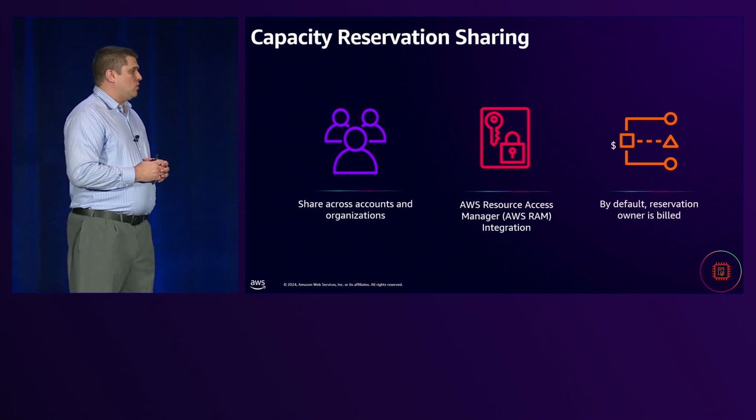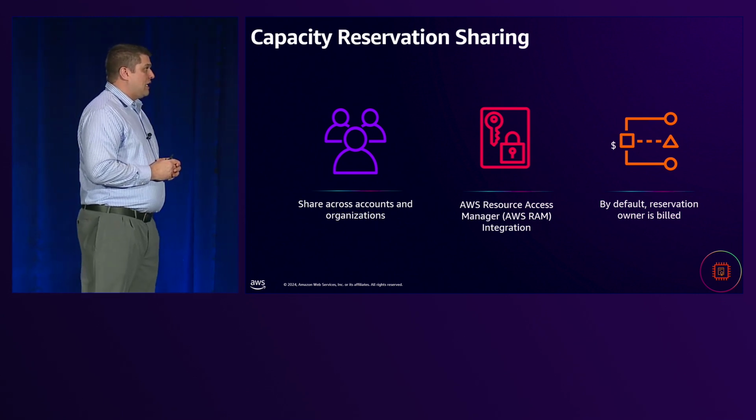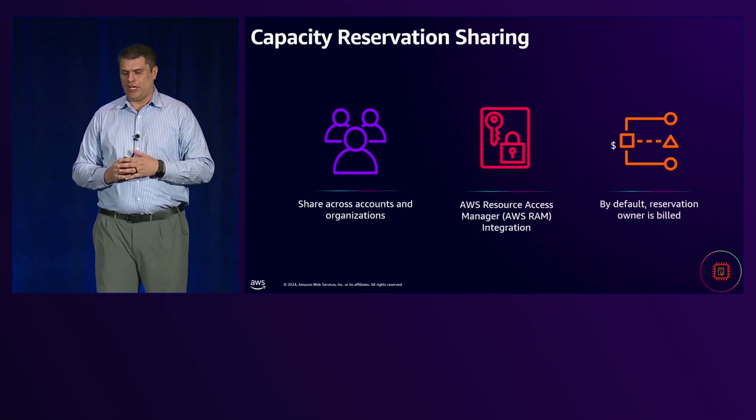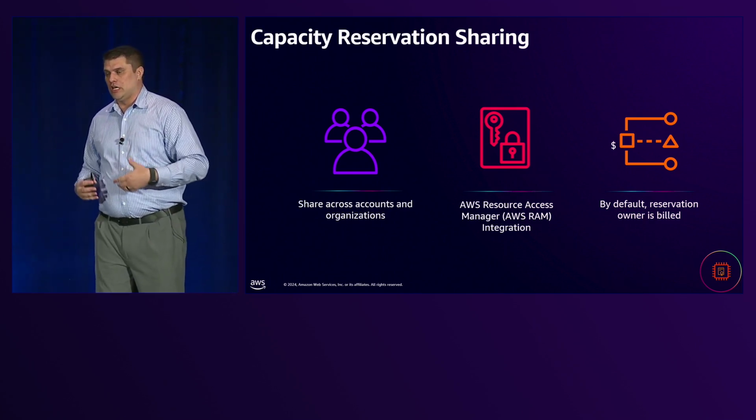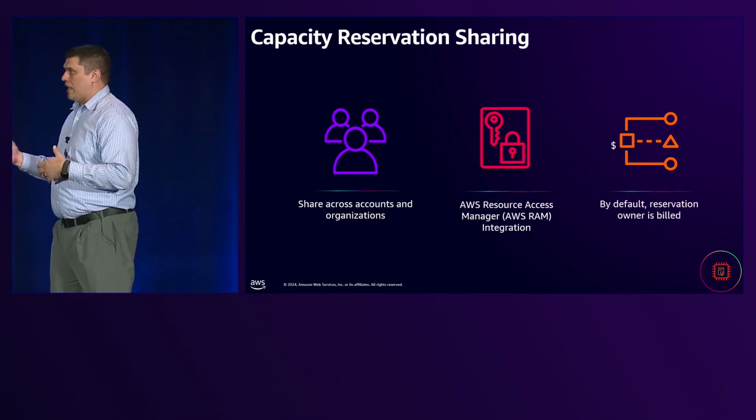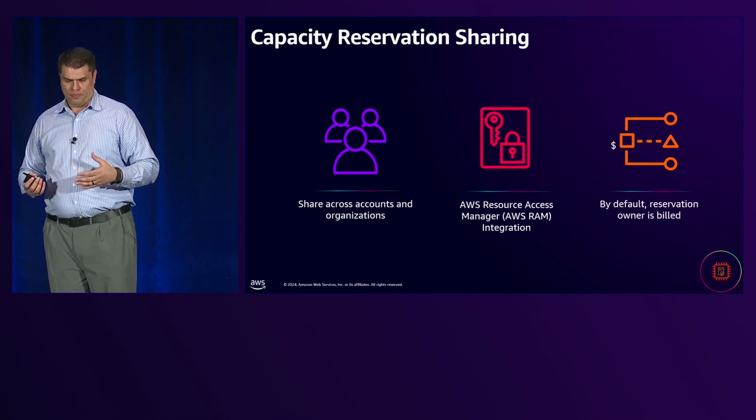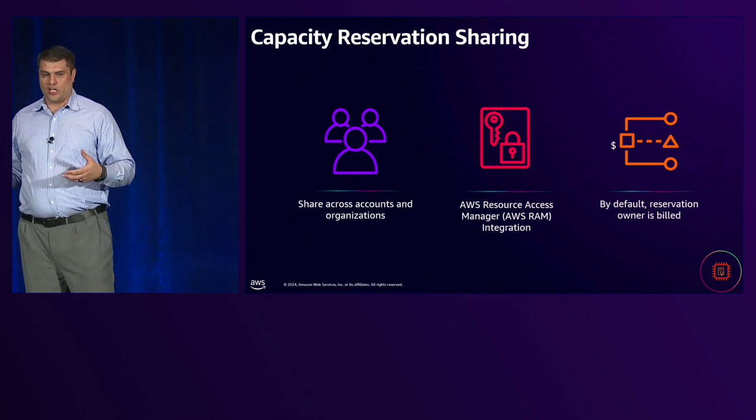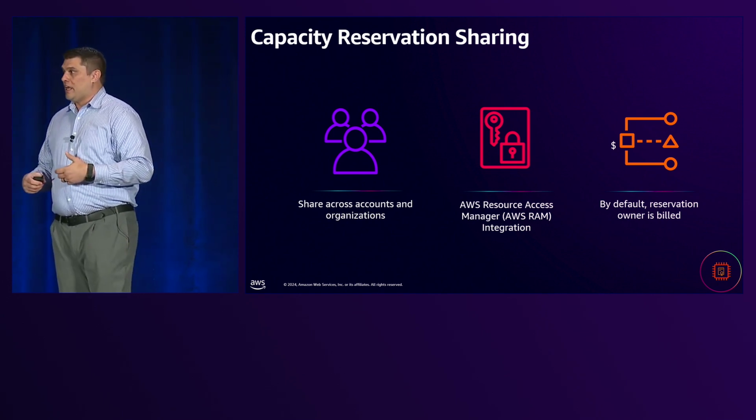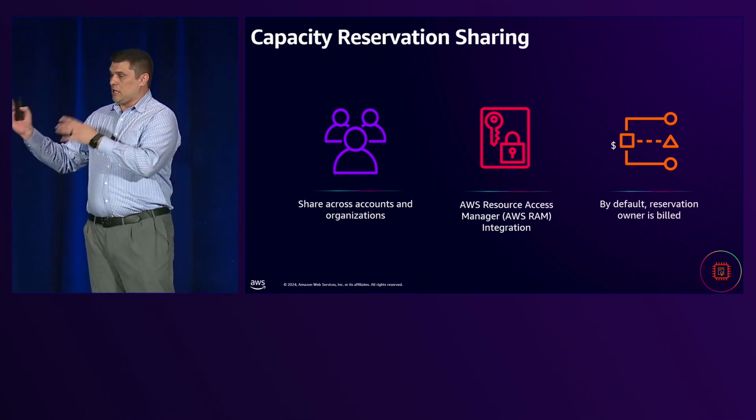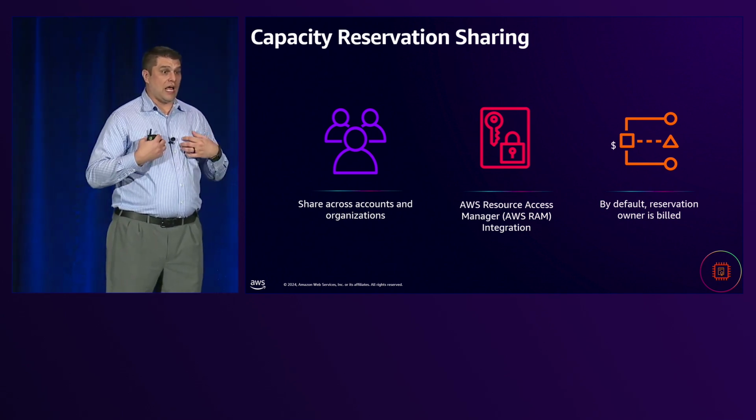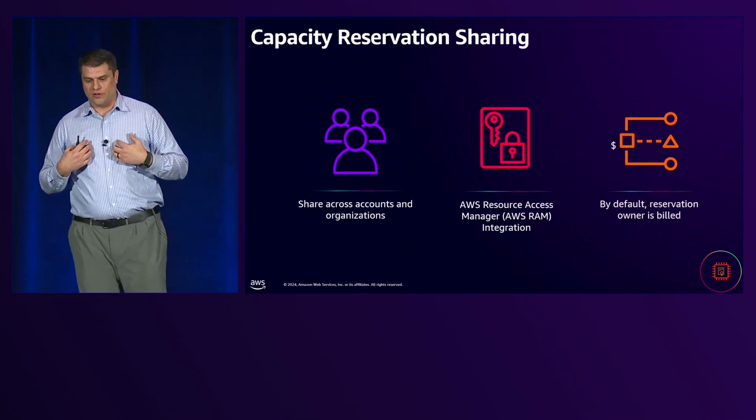So I'd say the final core feature of ODCRs is this idea around capacity reservation sharing. And with capacity reservation sharing, you can actually take your capacity reservation, share it across your organization or to any other account through what we call AWS Resource Access Manager, or RAM. By default, when I share a capacity reservation, so if I were to share a capacity reservation over with Dave, if Dave uses the capacity reservation, he's going to pay for any usage that he has. If he doesn't use it and no one else uses it, then I'm the one that's going to be paying for it as the owner of the reservation.